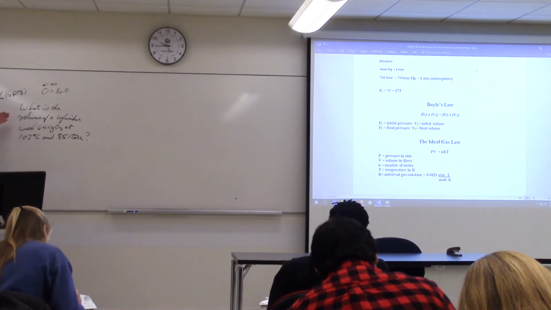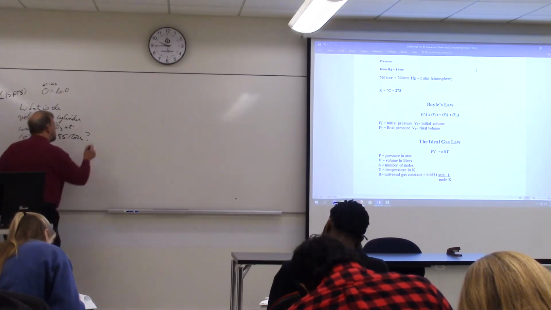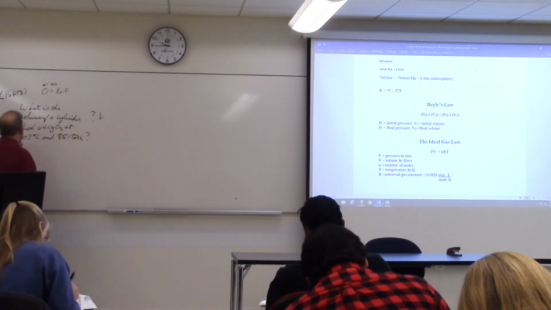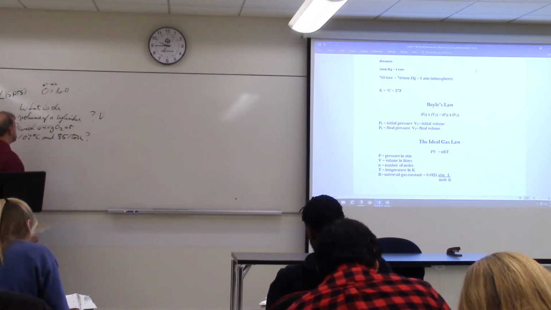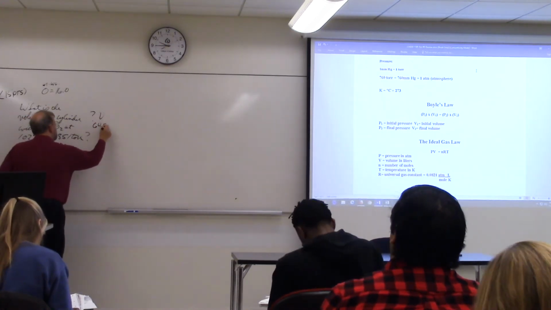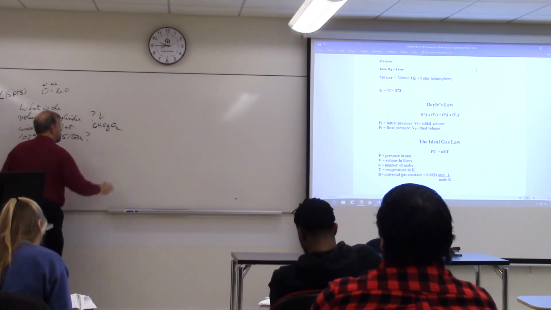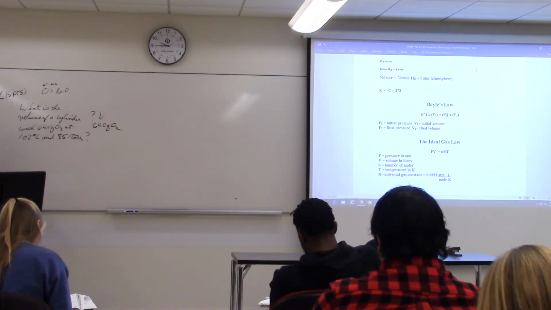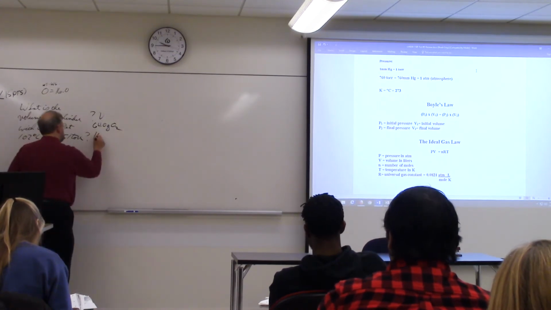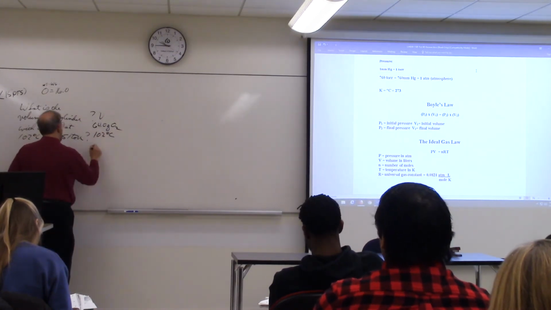Now, what are we being asked to find? What's the volume? What are we given? Well, we're given a cylinder and it has 64.0 grams of oxygen. Oxygen is a gas. Hopefully you've learned that. And we're given a temperature and we're given a pressure.